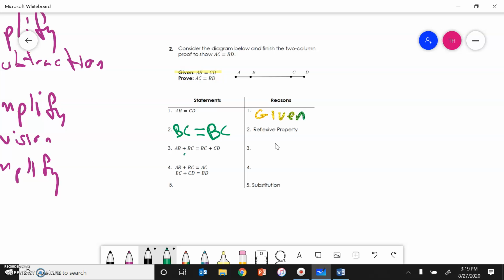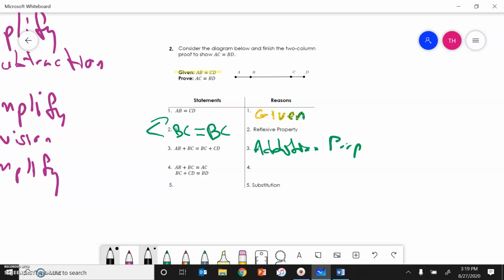Why? Because both of these brought in BC. They added BC to that. And since BC is equal to itself by the reflexive property, you can say that. And they added BC to both sides, and that's by the addition property. Since BC is just a number and it's equal to itself, I can add that to both sides of my original equation.